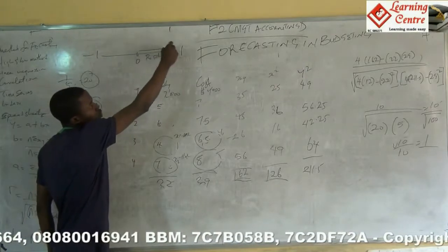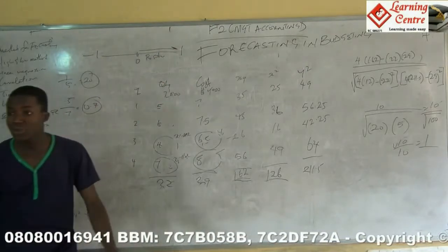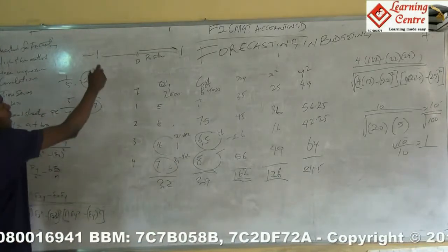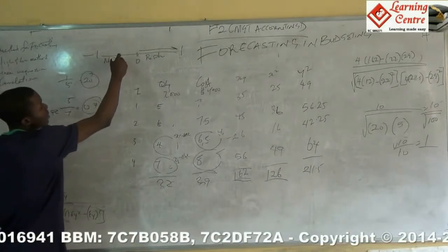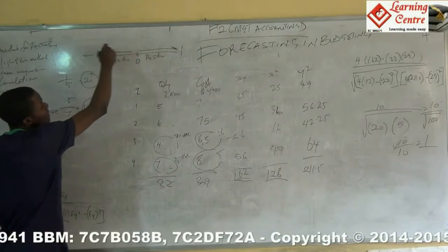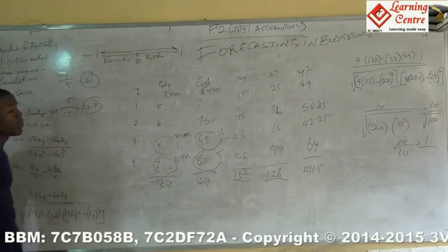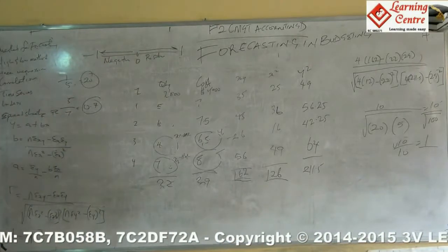The more it tends towards 1, the stronger it is. Between 0 and minus 1 is a negative correlation. The more it tends towards minus 1, the stronger the negative correlation is.